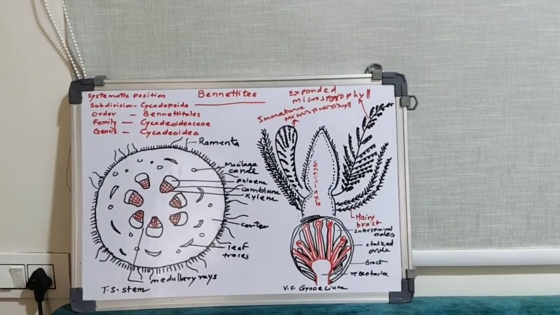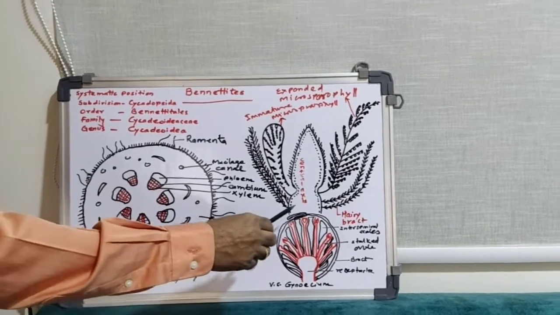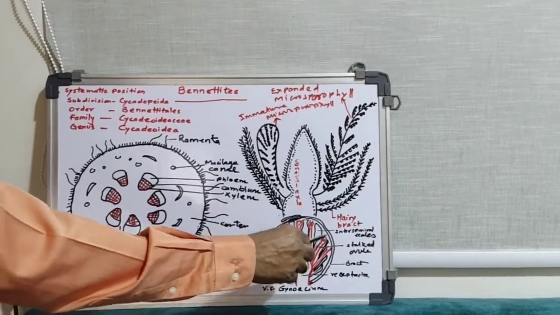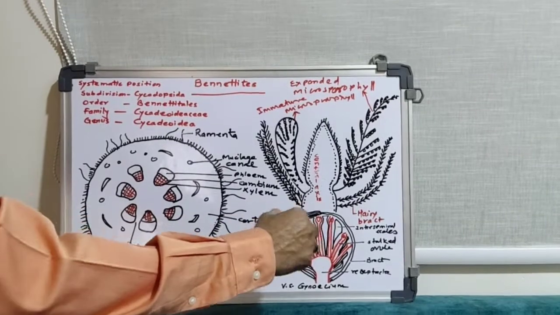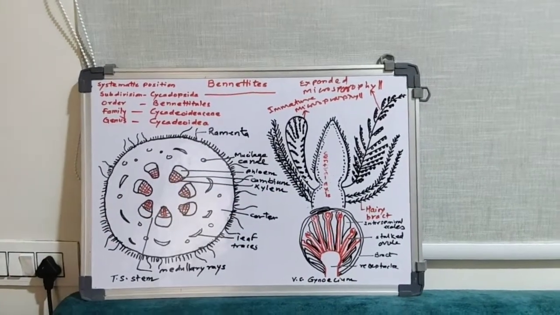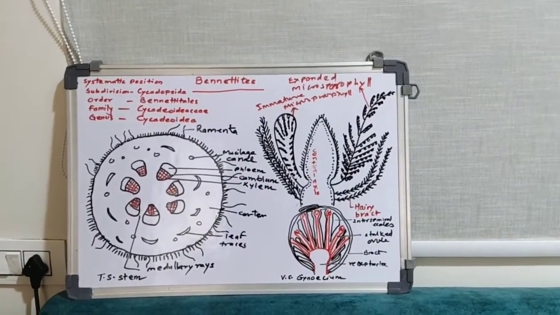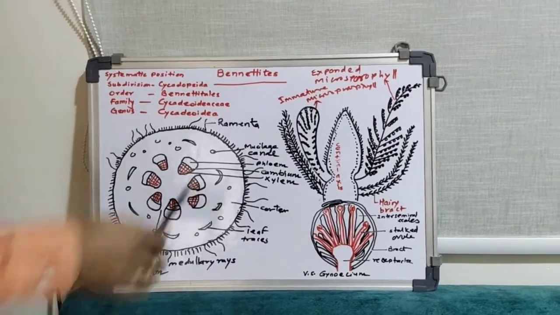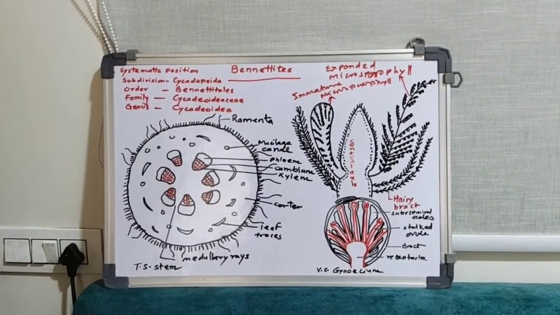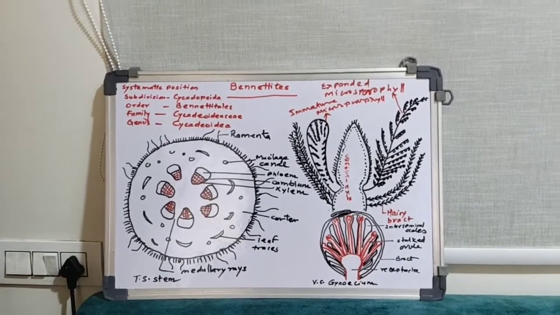The interseminal scales were a non-fertile region. The complete portion was again covered by the bracts. So this was covered by the bracts. Here the complete structure of the bisexual flower is completed.